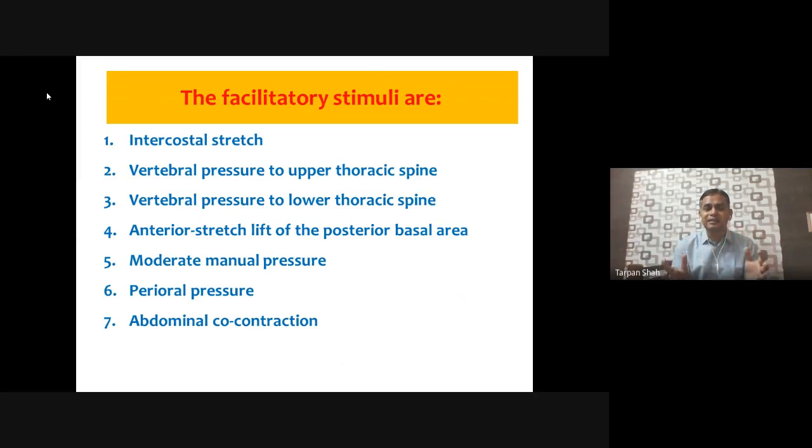The facilitatory stimuli which you are providing are mainly 7 different types. Intercostal stretch can be provided, vertebral pressure to the upper thoracic spine, vertebral pressure to the lower thoracic spine, anterior stretch lift to the posterior basal area, moderate manual pressure, perioral pressure, and abdominal co-contraction can be provided. These techniques are really result oriented. The only thing is you need to practice on the patient. Once you get the skill, you will get very quick results with these techniques. So I will try to explain this.